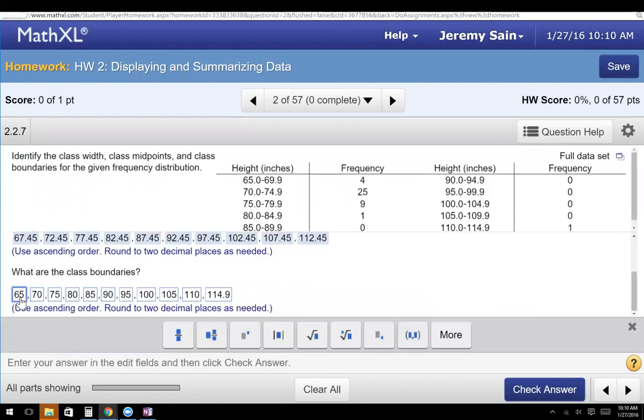So this would be 64.95, 69.95, and then 74.95, 79.95.